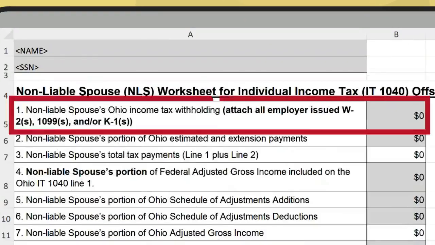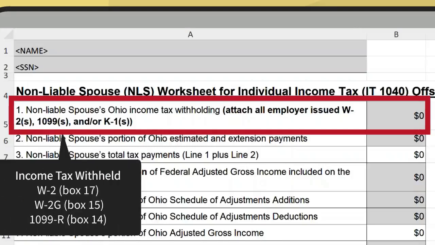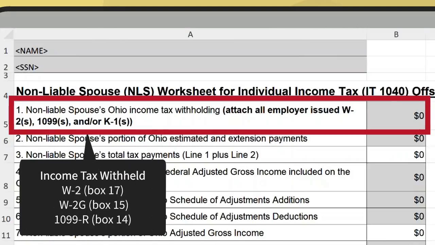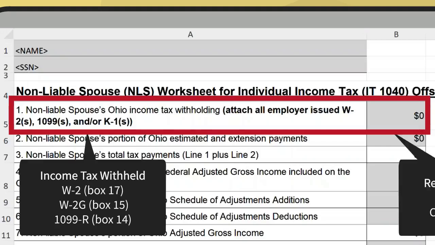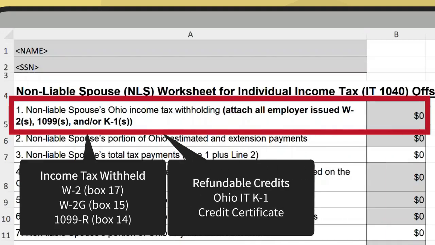Line 1 is where you'll enter your portion of Ohio income tax withholding. These amounts include Ohio income tax withheld reported on your W-2 in Box 17, W-2G in Box 15, and your 1099-R. This also includes refundable credits reported on an Ohio ITK-1 or a credit certificate.